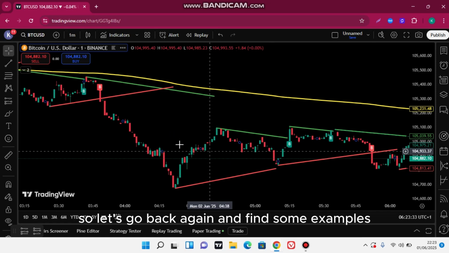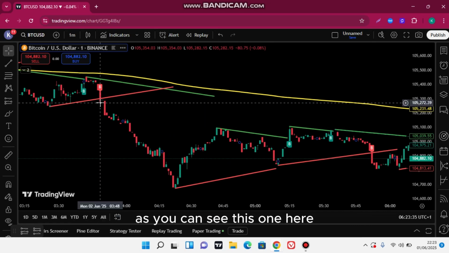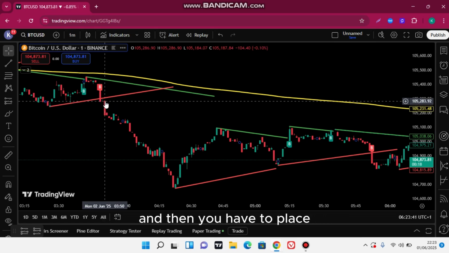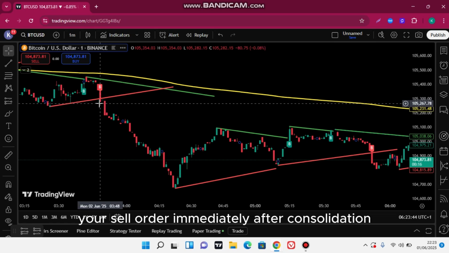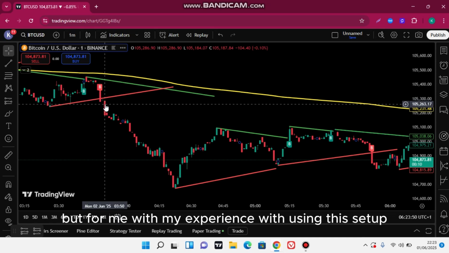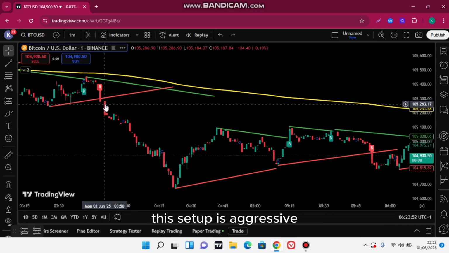So let's go back again and find some examples. As you can see, this one here, price is trading below the 200 SMA and it has broken the support trend line, and then you have to place your sell order immediately after consolidation if you are the type that trades using consolidation. But for me, my experience with using this setup is aggressive.